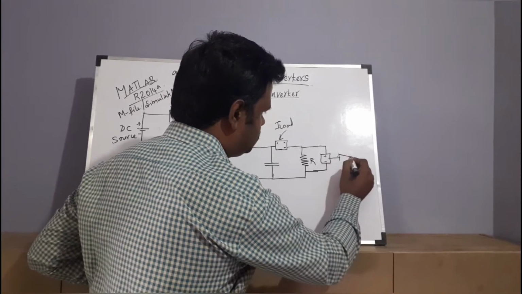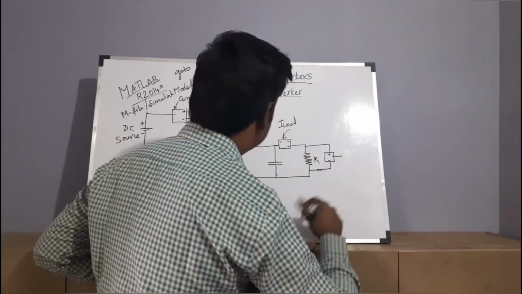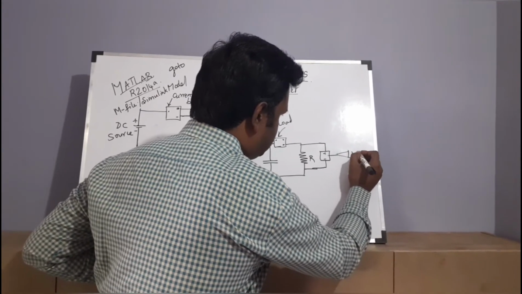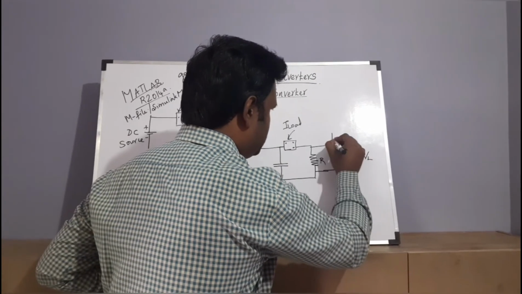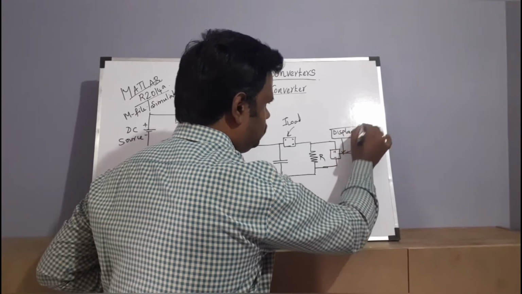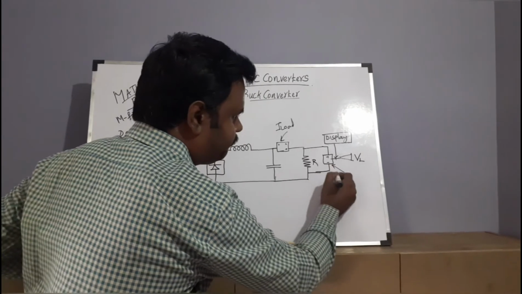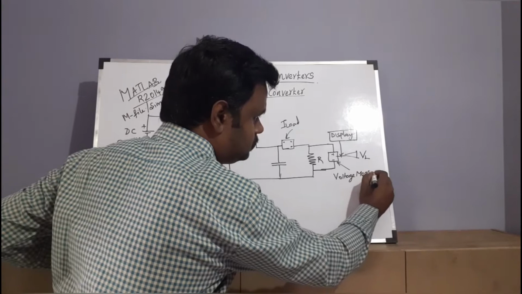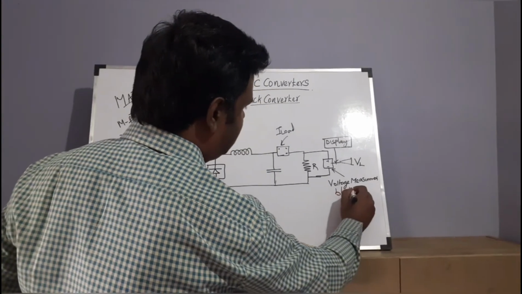tag. This is again a Goto tag. I will rename it as VL since it is the load voltage. Here you can connect a display. Display is available in your library, you can use it, right? You can search for Display in the MATLAB library, and this is nothing but your voltage measurement block. This is also available in your library, right?